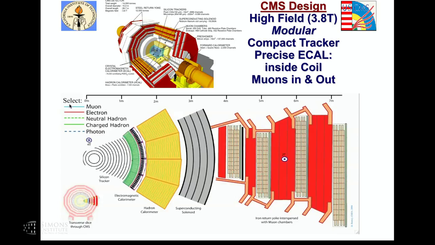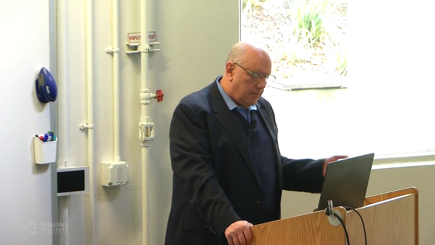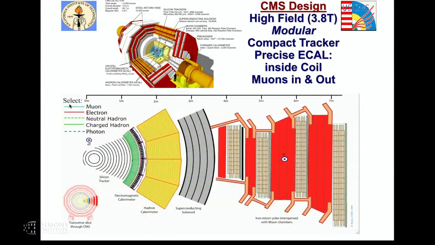Outside the coil, there are then layers of iron to return the high magnetic field flux, and multiple stations of what we call muon chambers, which give us coordinates in space, so we can see the particles called muons, which don't interact strongly. Unlike the electron, they're a bit heavier, so they manage to get to the outside. And seeing them inside and outside like that tells you that it's a muon.